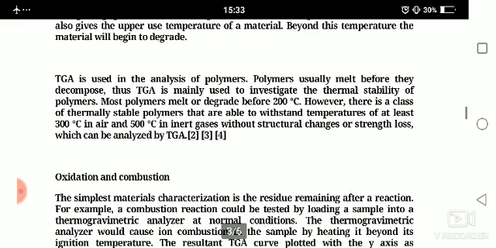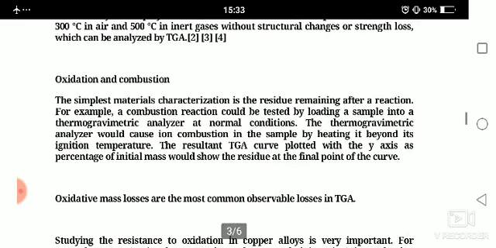Thermogravimetric analysis is used in the analysis of polymers. Polymers usually melt before they decompose. Thus, TGA is mainly used to investigate the thermal stability of polymers. Oxidation and combustion. The simplest material characterization is the residue remaining after reaction.